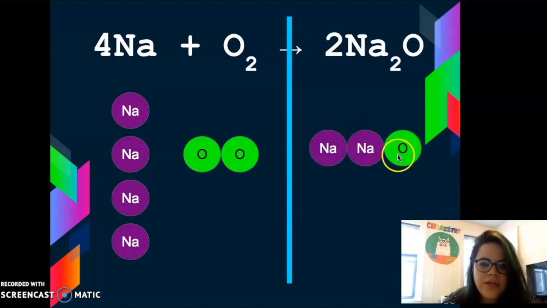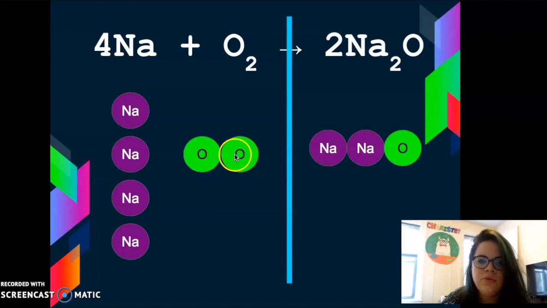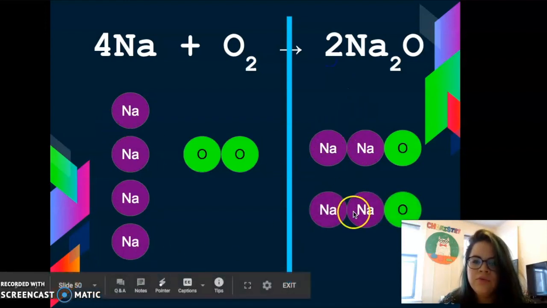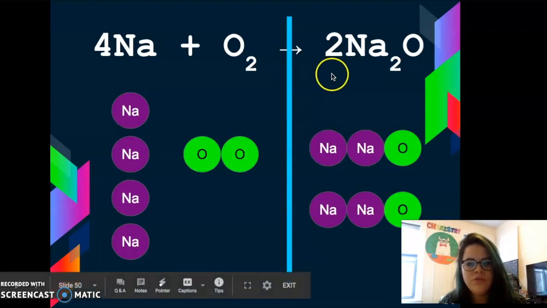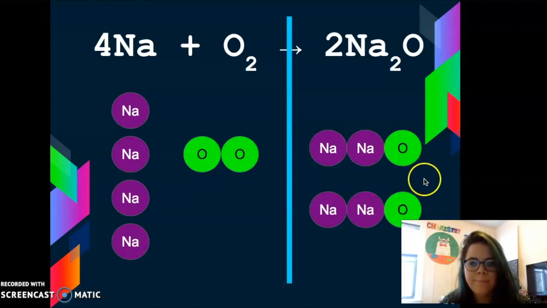If I were to stop right here, you would notice we have an issue. I start with 4 sodiums, but here I only have 2. I start with 2 oxygens, but here I only have 1. That is what that number 2 is there in front for. Now I have 4 sodiums, 2 oxygens, and 2 oxygens. Okay, and that's what we're doing when we balance equations. We're going to use these coefficients in the front to show the number of atoms being conserved throughout the reaction.